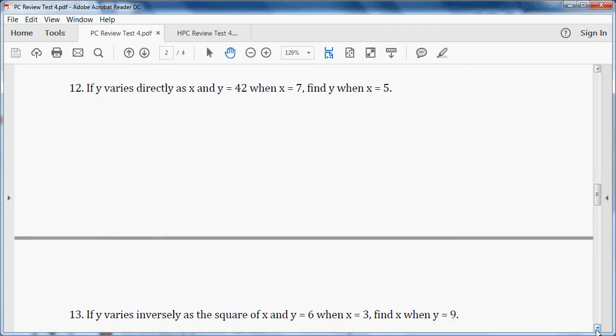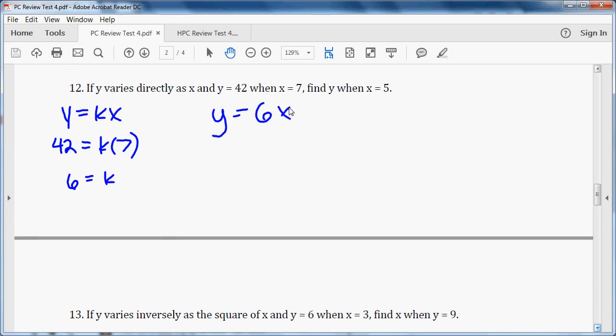We're told y varies directly as x, so that tells us to be multiplying. So y equals k times x, and y equals 42 when x equals 7. Divide both sides by 7, we get 6 equals k. Our equation is y equals 6x, and it says find y when x is equal to 5. So we get y is equal to 30.